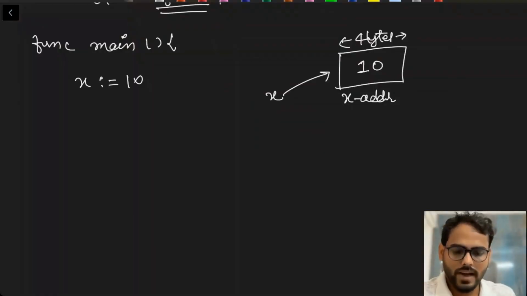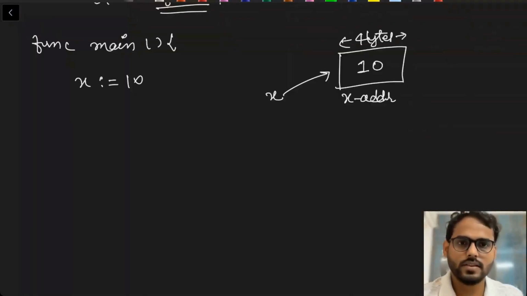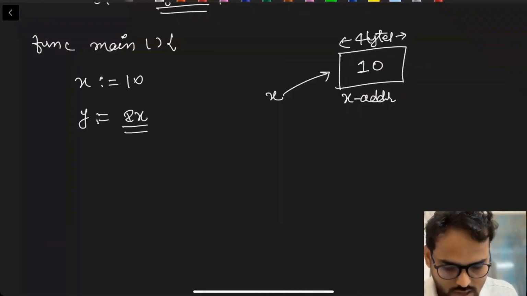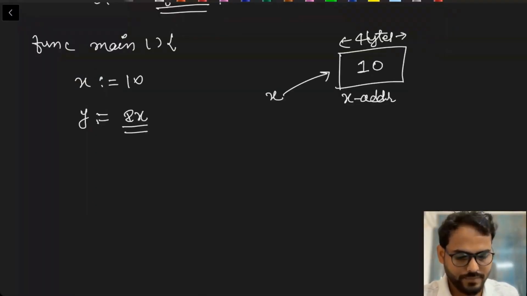Now we want to update the value of x indirectly, and here comes the pointer into the picture. Okay, so we can do it like this. Let us say y := &x. So what we are doing here is we are trying to store the address of x in y, not the actual value.